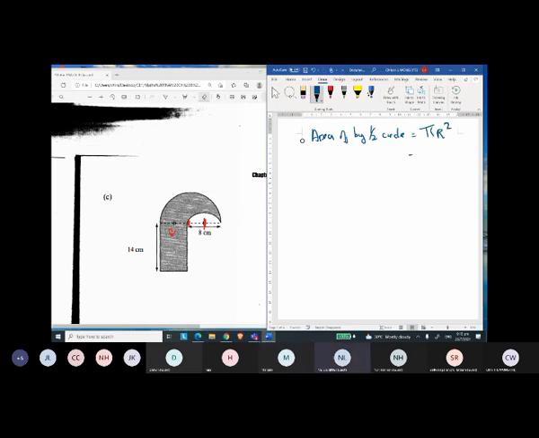Pi r square, divided by 2. Equals to 3.142, what is r? r is 8. 8 square. Oh, I forgot something. 8 times 8, 16... For that one I forgot to divide by 2. I must divide by 2. I already said half. Okay, 3.142 times 8 square divided by 2.